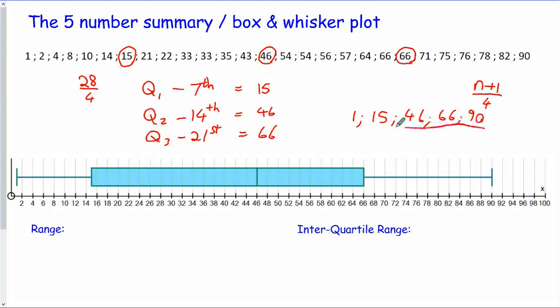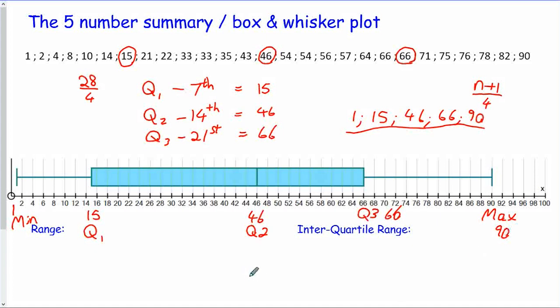So this over here is what we call our 5-number summary, and it's those numbers that we use to draw a box and whisker plot. So there's 1, there's 15. 15, the first quartile, is the bottom edge of the box, the left-hand edge of the box. 46 is the median. So this is the minimum, this is Q1, this is Q2, Q3, which is 66, and then the maximum value, which is 90.